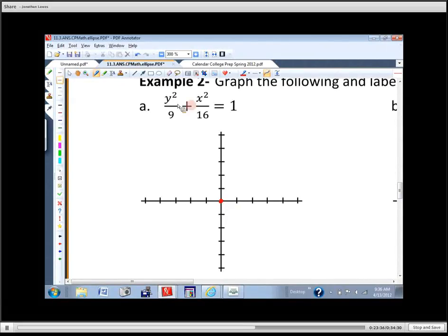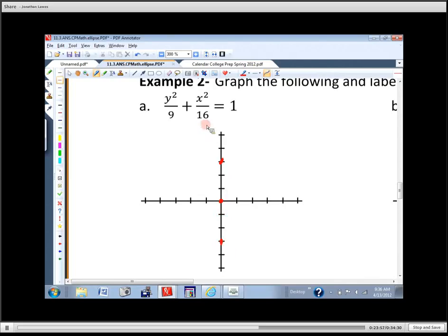Now you'll notice that on this one, they put the y squared first. We can deal with that. It really doesn't make any difference if you're thinking about this the right way. You look at the y, look at the number underneath it, take the square root of that. How far are we going to go in the y direction? 3. 1, 2, 3. There's a vertex. 1, 2, 3. There's a vertex.